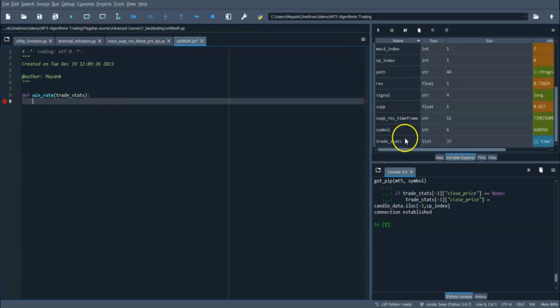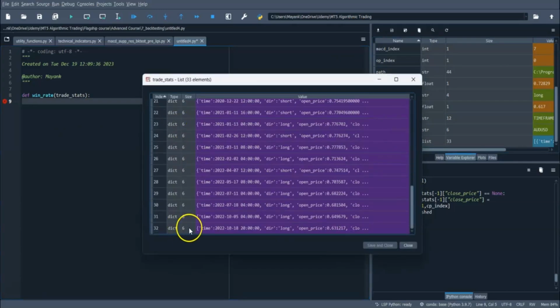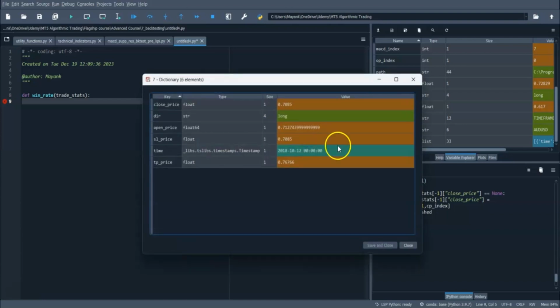Now, we all know what win rate is. All that it tells us is that if my strategy had 33 trades, how many of them were profit-making trades? Let's take this for example. The open price here was 0.712. It was a long trade and the close price was 0.7085. So this was actually a loss-making trade. Okay, so let's take the first trade. The first trade of the strategy would have been profitable. You can see that the open price was 0.7944, the take profit price was 0.80656 and the close price was 0.80656.